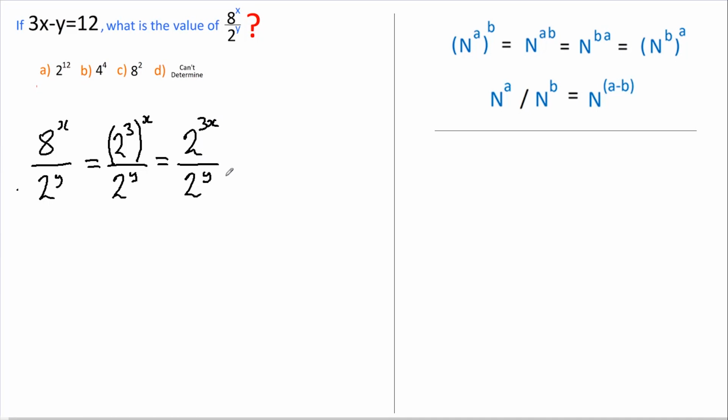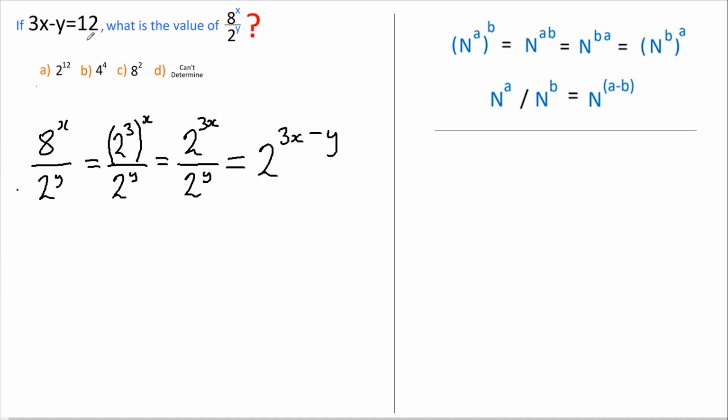This is still 2 to the power of y. We now have the same bases. So, looking at this rule, if we have a number raised to a power and that's divided by the same number raised to a different power, then the answer is that same number raised to the difference between the powers. So, this becomes 2 to the power of 3x minus y.